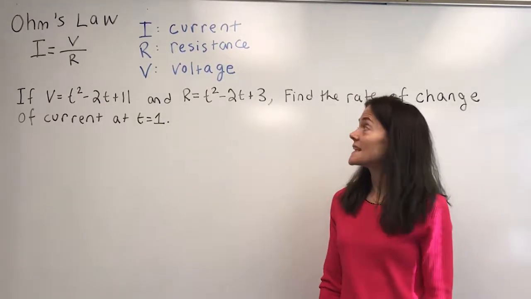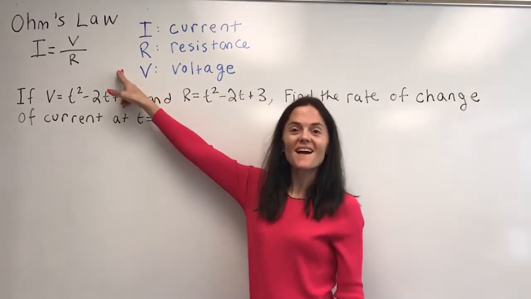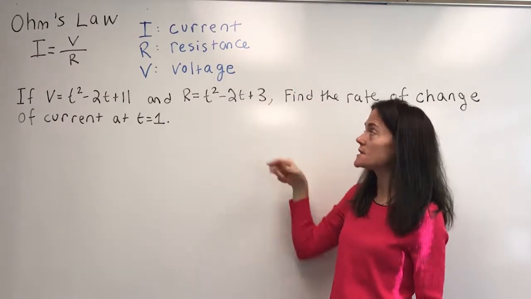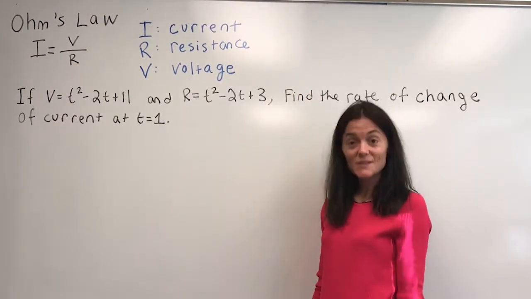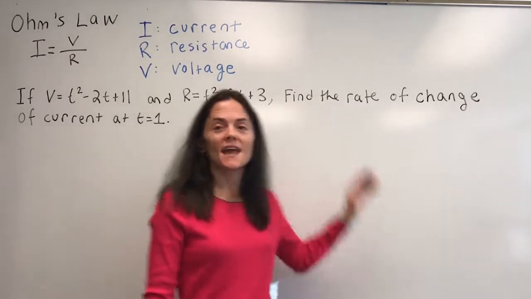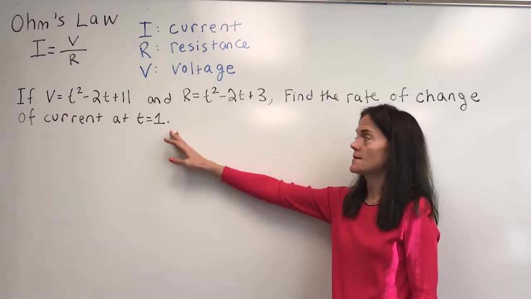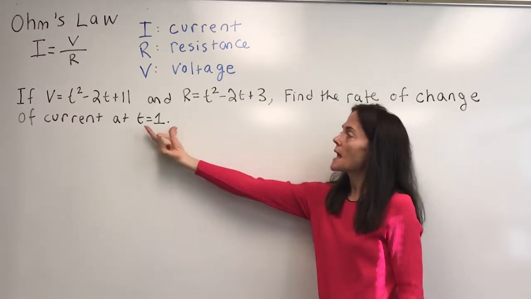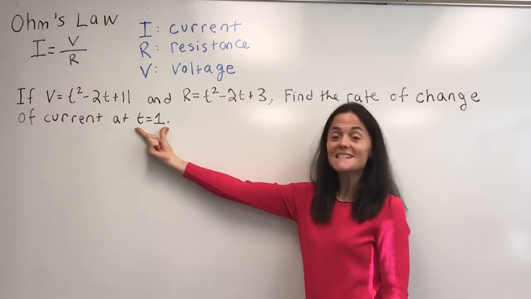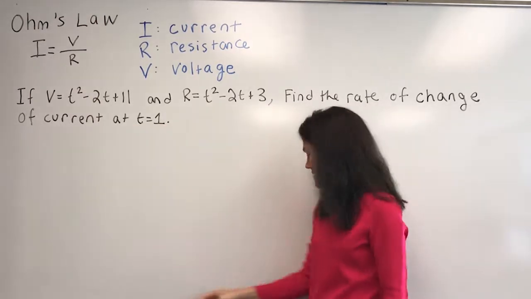When we have an electrical circuit, Ohm's law gives us a relationship between the current, resistance, and voltage. And it says that I is V over R. We would like to find the rate of change of the current at t equals 1. And because we're given a specific time, it's really saying an instantaneous rate of change.